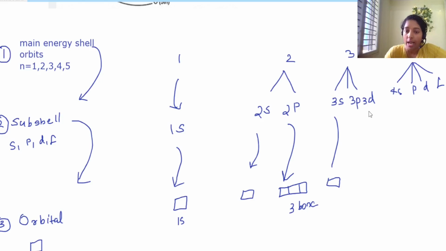p orbital, and d, how many? It's an odd number, right? So the next one is 1, 3, 5. So d is divided into 5 orbitals, and f is divided into 7 orbitals.